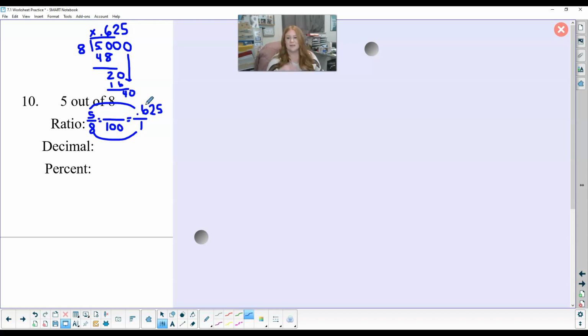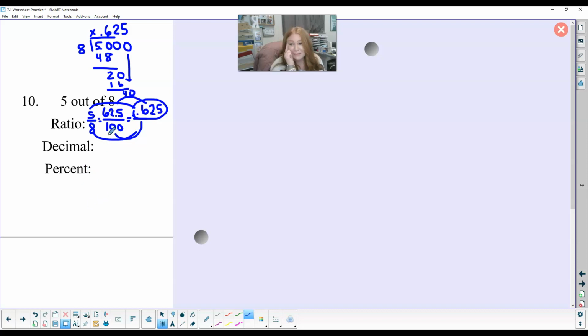0.625. So now I'm asking myself, how do I get from 1 to 100? Well, 1 to 100 here. So I need to times this and make this bigger here. So I need to make this 100 times bigger. So I move my decimal back 2 places. So this is 62.5.